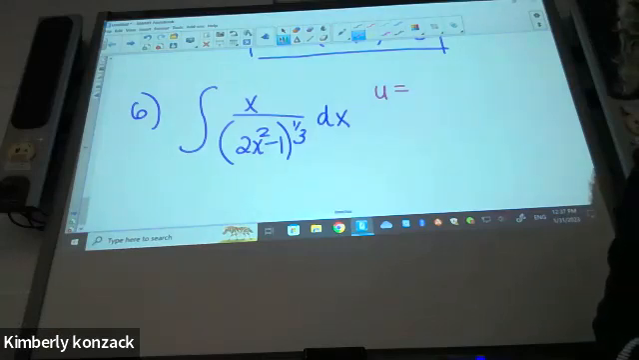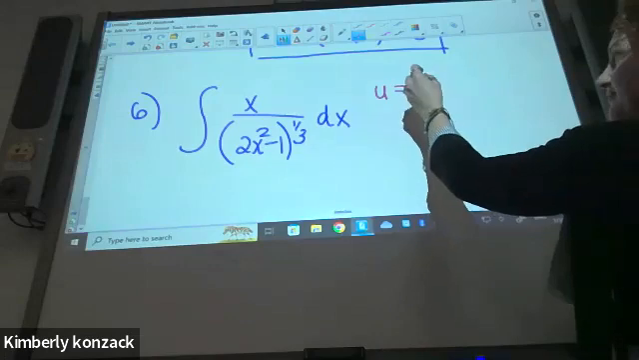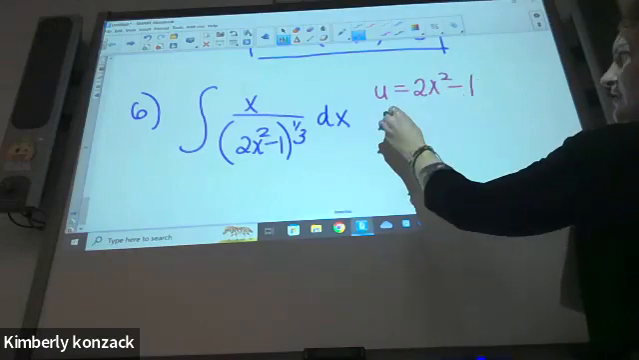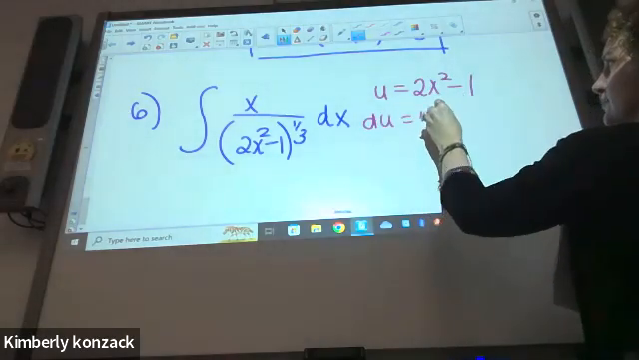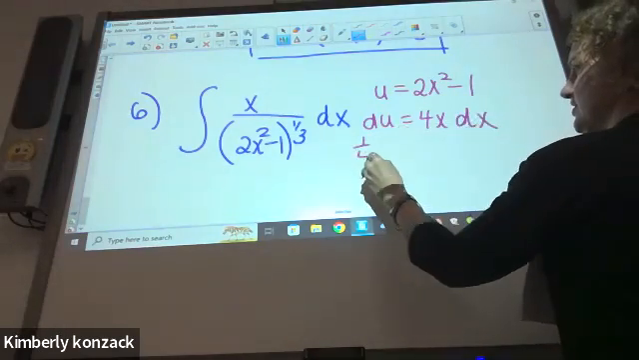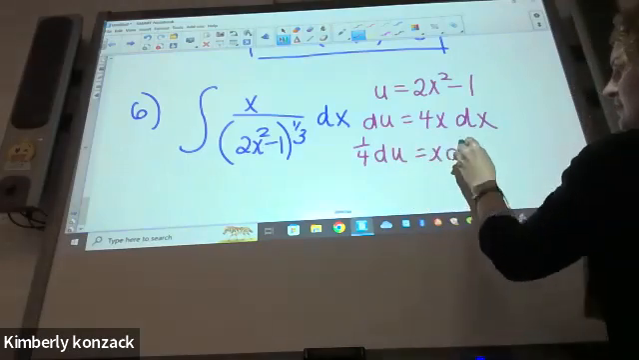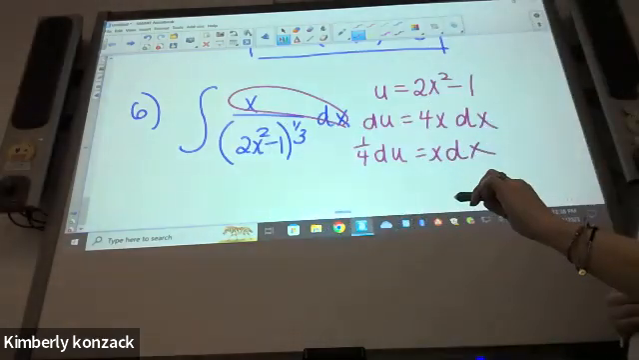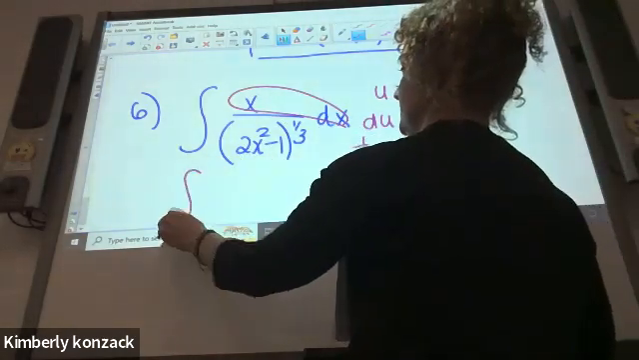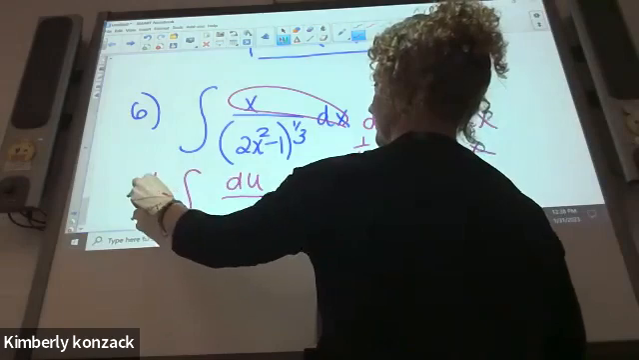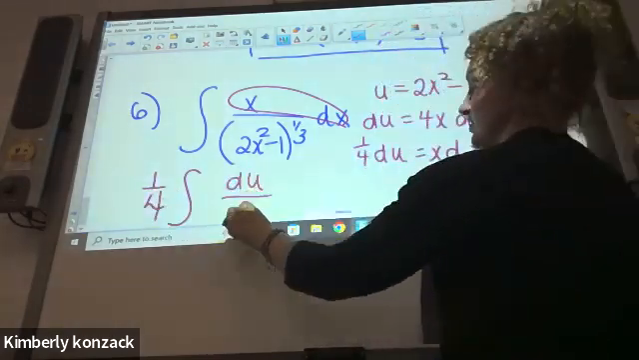Okay, everyone's good? All right, so what did you let u be? My u was 2x squared minus 1. Does everyone agree? So du equals 4x dx, so du/4 equals x dx. The x dx you see here becomes the du. So it's the integral of du, I'm going to pull out the 1/4, and then it's u to the negative 1/3.